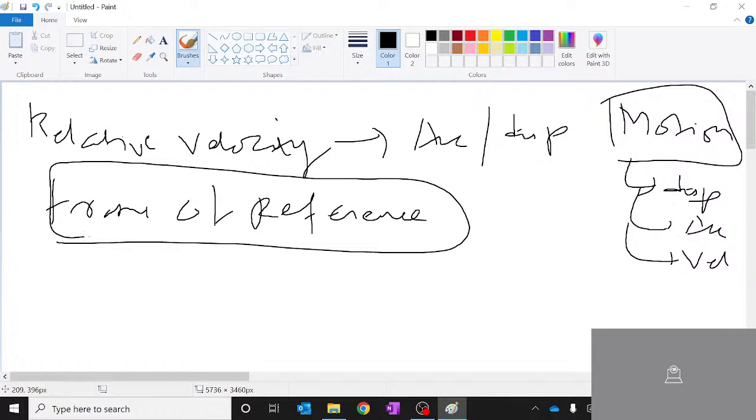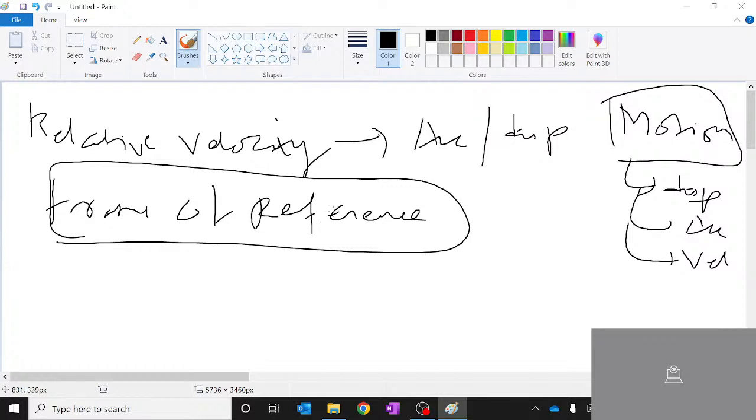Once you fix the frame of reference with respect to the observers or the spectators, your problems are solved. It's then a plain velocity, differential velocity game. Difference of velocities, that is what you do. As simple as that.